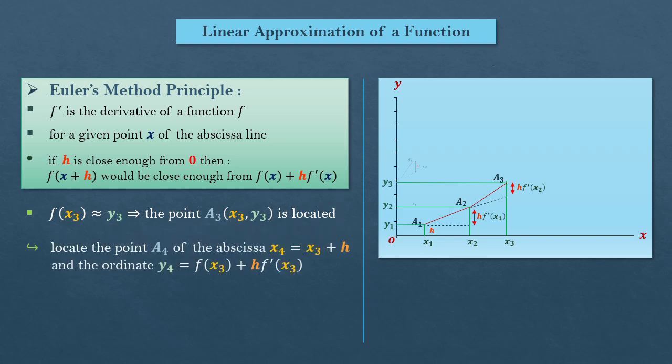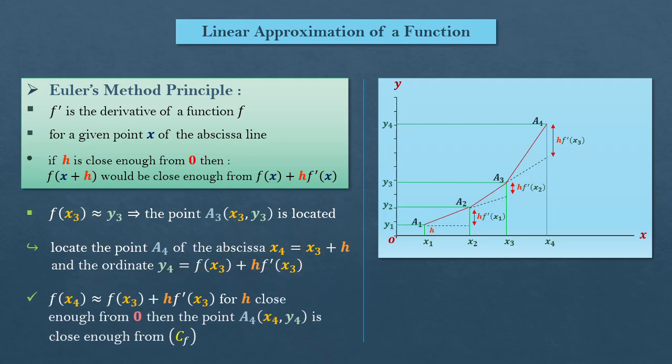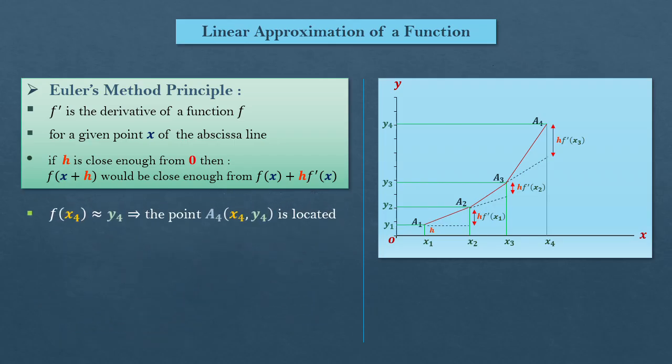As for the next point, which is a4, that has the abscissa x4, which equals x3 plus h, and the ordinate y4, we set the ordinate y4 as equal to f(x3) plus h times f prime of x3. And once again, the point a4 can be located close enough to its actual position on the curve CF, as the value of f(x3) plus h times f prime of x3 can be close enough to the exact value of our function f at the abscissa x4, which is f of x4, for a small enough value of the step h. So we can assume the point a4 is located, and we can go on by repeating this process to locate more points that we link by line segments to get our approximate graphical representation of the curve CF of our function f.